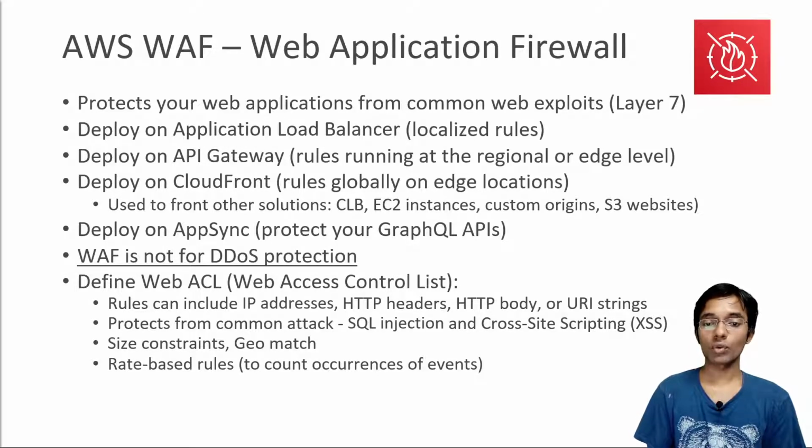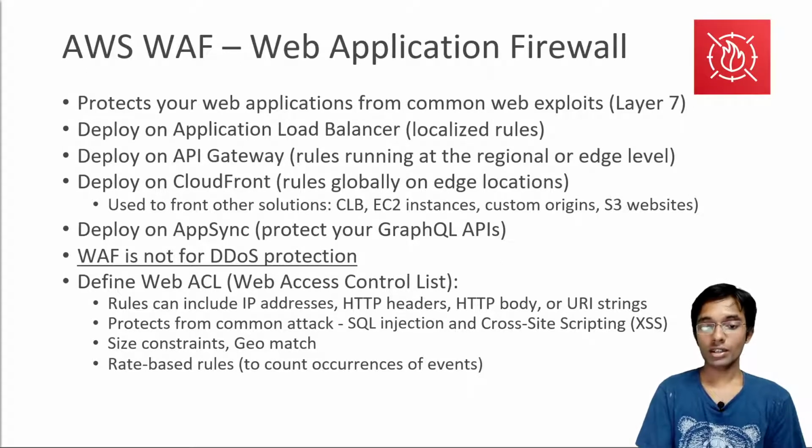And this could be used, for example, if you wanted to have a web application firewall for your classic load balancer, your EC2 instances, custom origins or an S3 website. You would have CloudFront and then deploy the web application firewall, WAF, on the CloudFront. You can also deploy it on AppSync, and this is going to allow you to protect your GraphQL APIs directly.